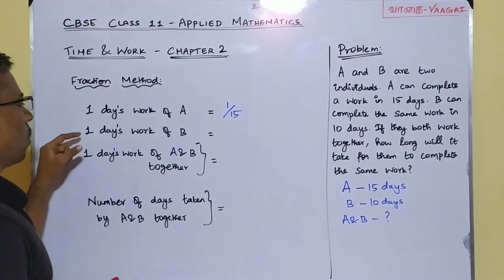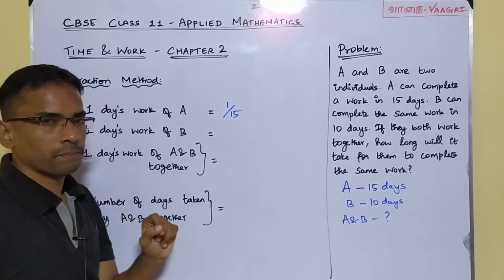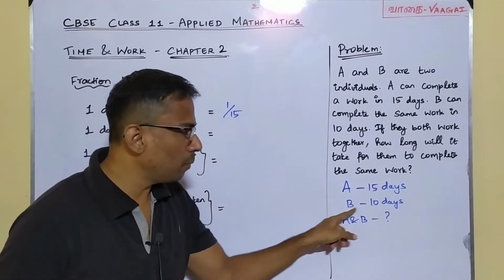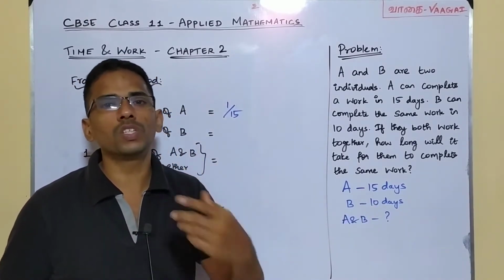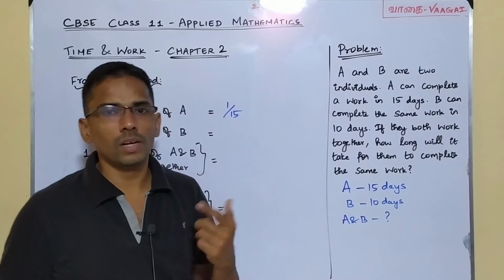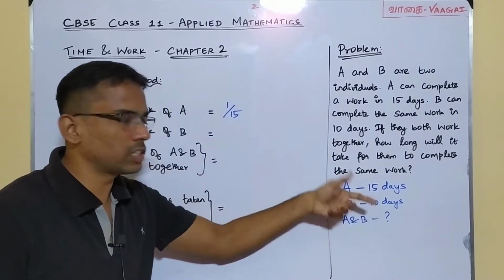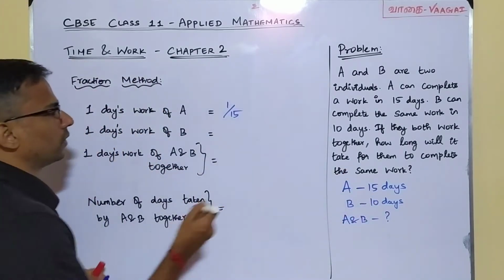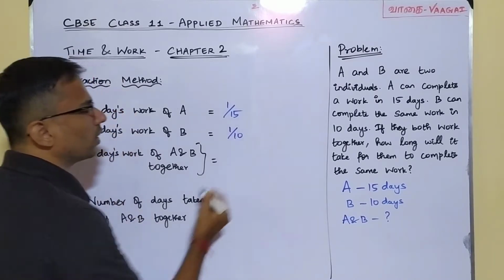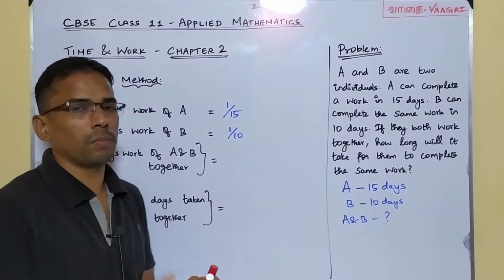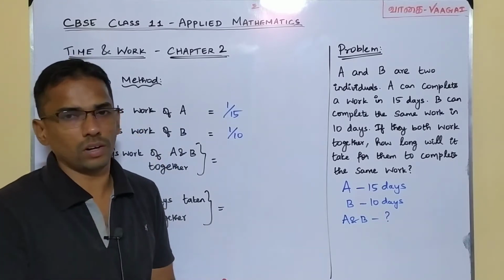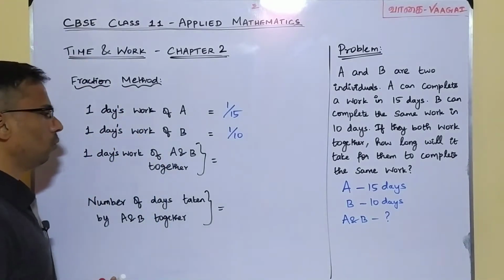Continue. Same way, 1 day's work of B. If B is capable of completing the work in 10 days, then in 1 day how much work would B have completed? Again the same thing, we take the reciprocal. B would have completed 1/10 of the work in every 1 day. That's it. Okay, we'll continue now.